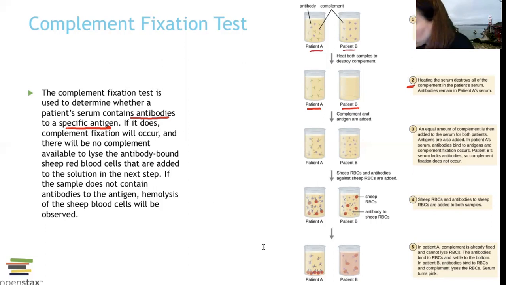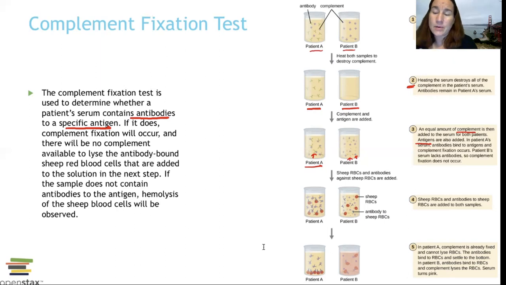So we are going to put equal amounts of complements back into the system. So purple returns, the purple is coming in. And then antigens are added as well. So with patient B, we've got purple complements floating around in there and little orange antigens floating around in there, and they're all kind of separate doing their own little thing. In patient A, we have complements, but they are attached to the antibodies, which are attached to the antigens.